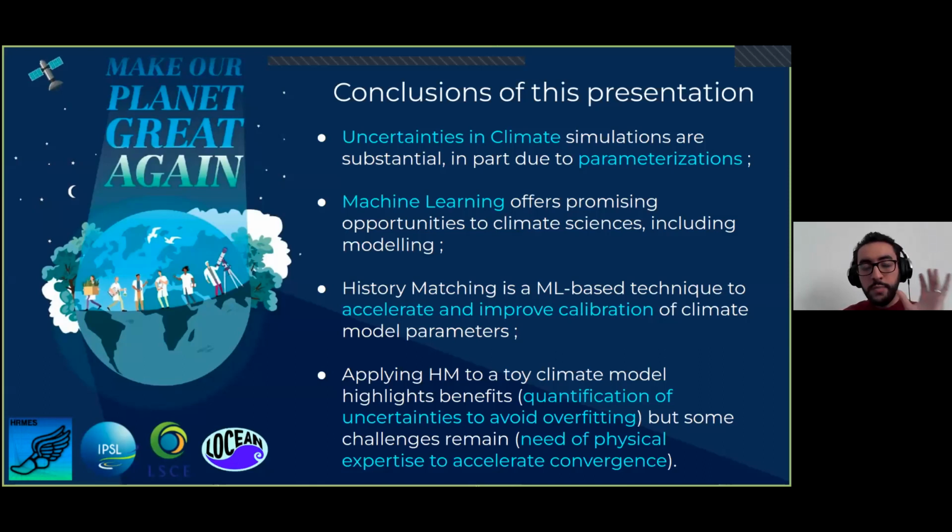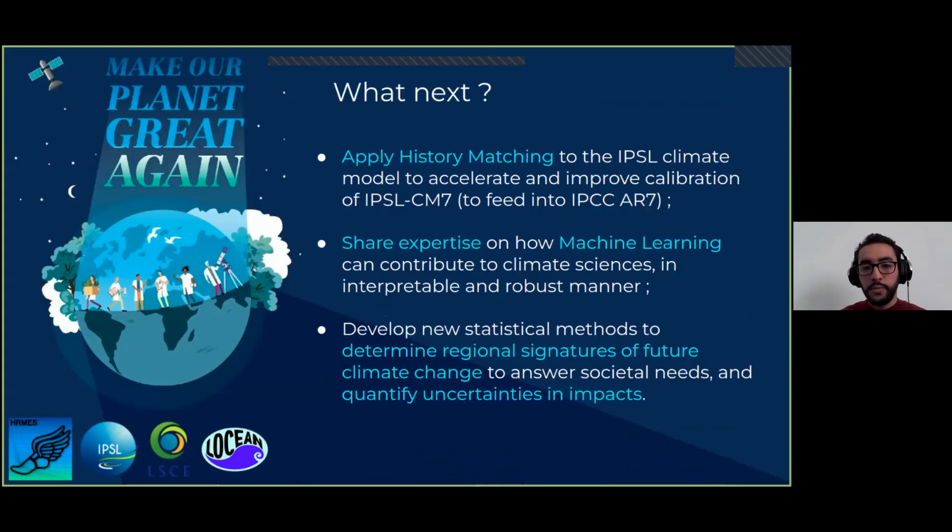It's about uncertainties in climate simulation in general, which are substantial, in part due to parametrizations. Machine learning, as you have probably seen in other applications, not only this one I'm showing here, offers a lot of promising opportunities. And history matching is a machine learning-based technique to accelerate and improve calibration. And of course, here I'm showing how applying it to an automated model can help you actually move to a real climate model, like what I'm trying to do now with the team in L'Océan and other collaborators on the IPSL new model SIMP7.